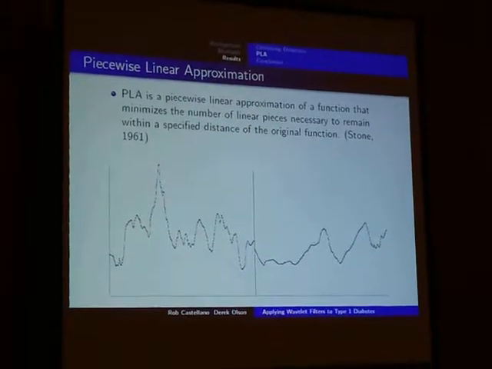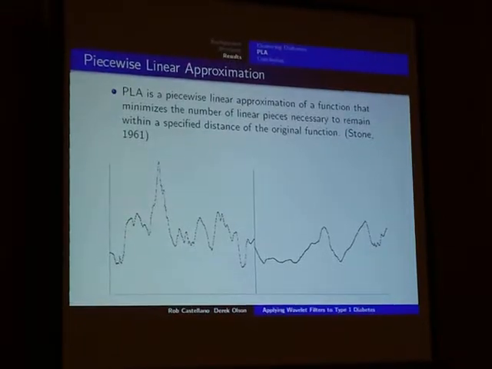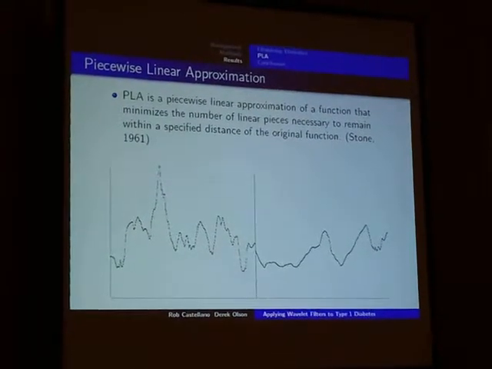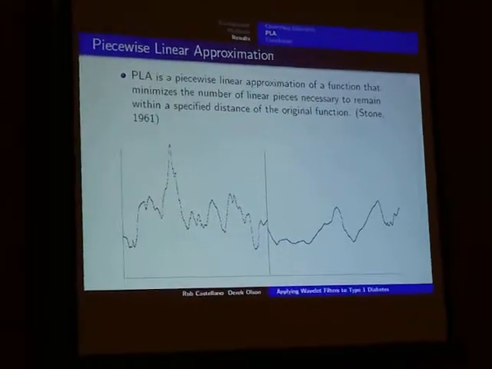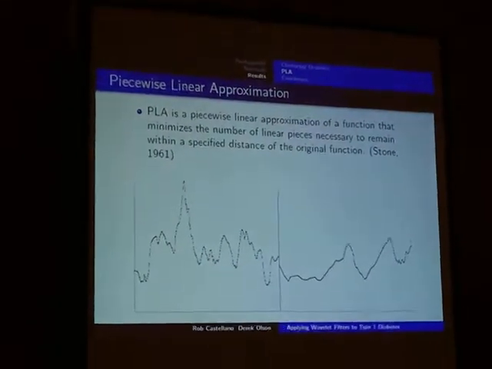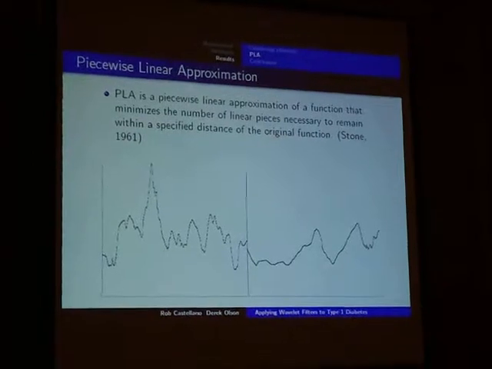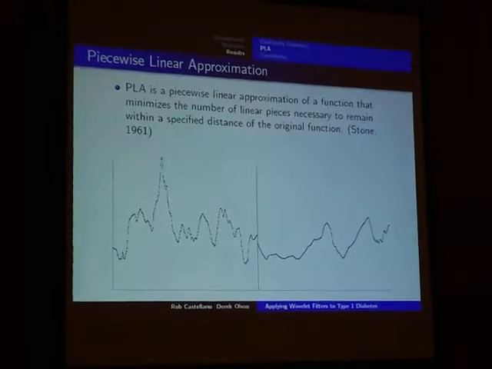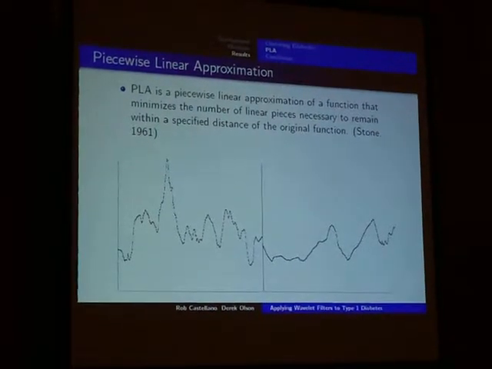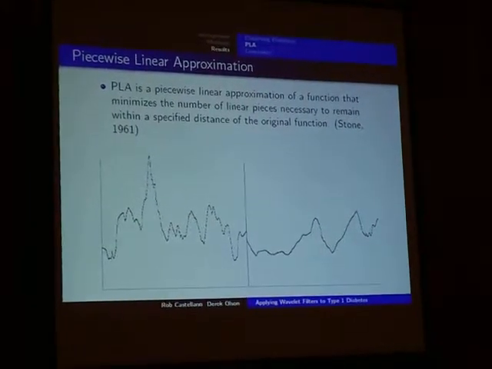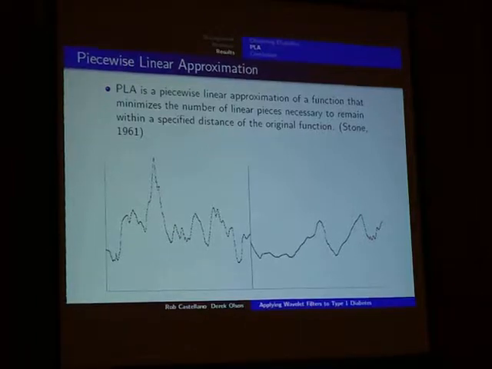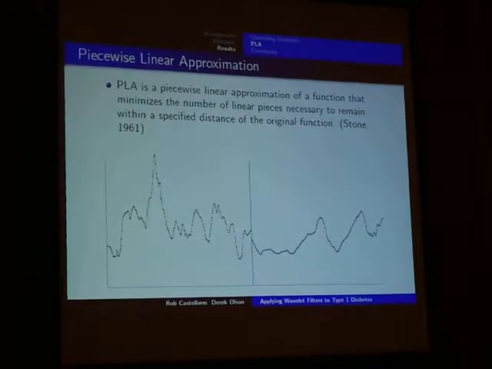What does having a high kurtosis actually tell us about the blood glucose graph of that diabetic? And that led us to the idea of a PLA, which is a piecewise linear approximation of a function that minimizes the number of pieces necessary to remain within the specified distance of the original function. This was first mathematically formulated by Stone in 1961, who was trying to fit linear pieces to curves. And what we want to do is fit these linear pieces to blood glucose time series.